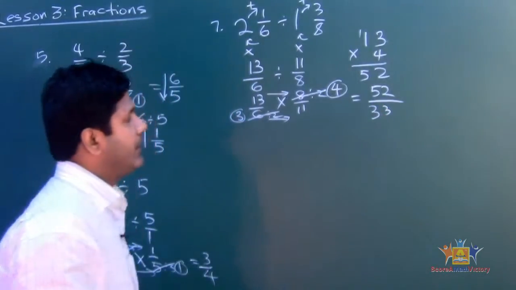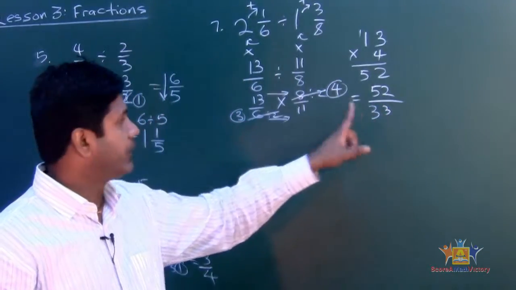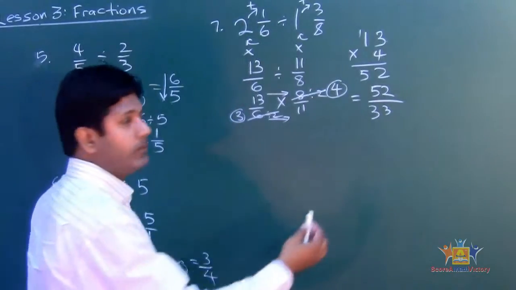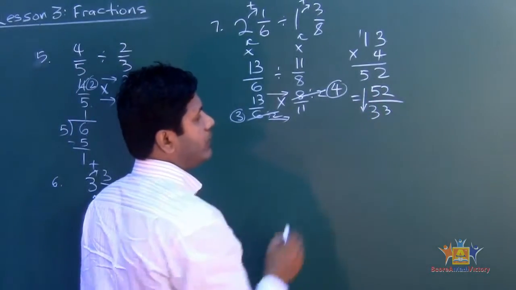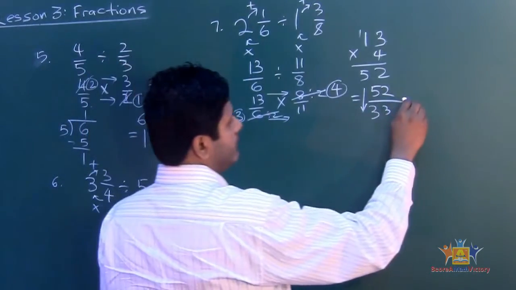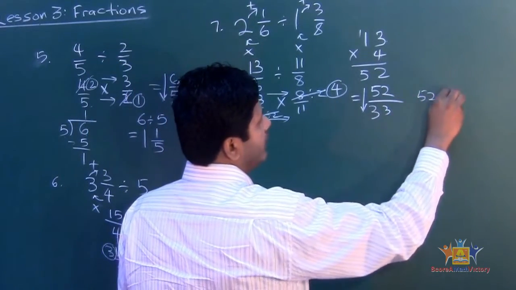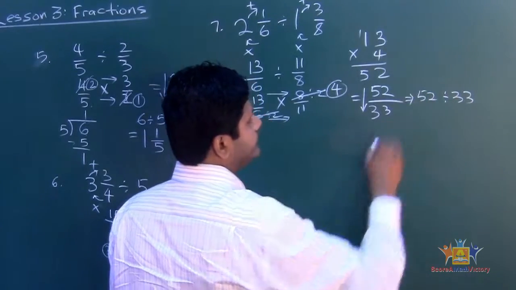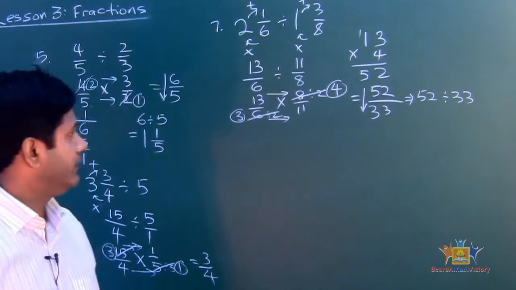Okay. So we got an improper fraction. So we cannot leave the answer that way. So what do we have to do? We have to change it to a mixed number. So using the arrow down method, which tells you that means 52 divided by 33. Okay, and we're going to use the long division method.